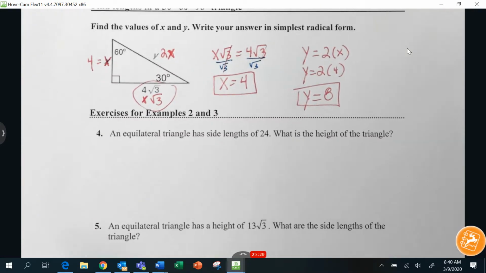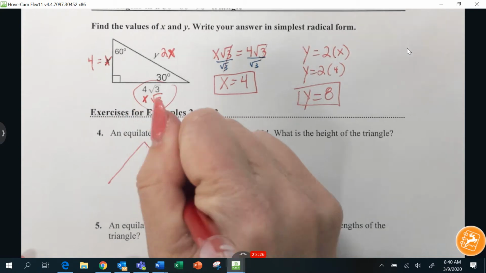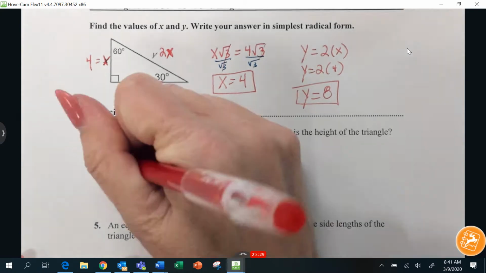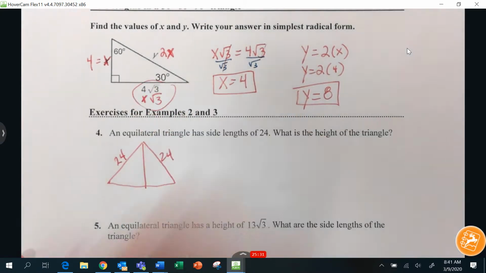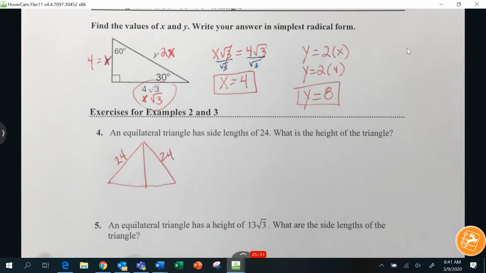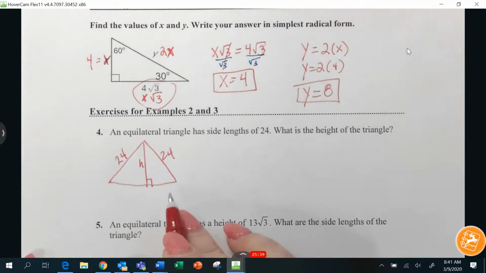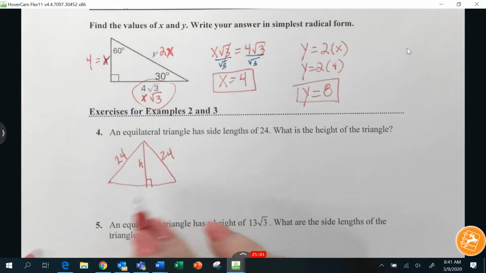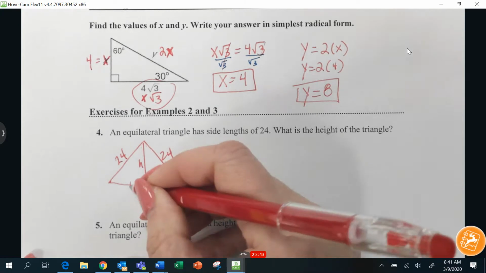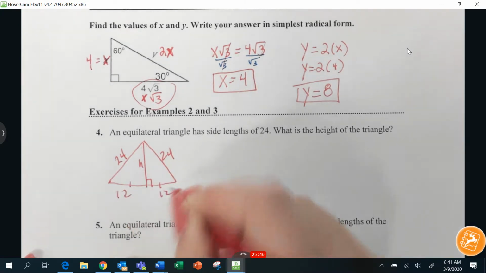So here we have an equilateral triangle that has side lengths of 24. What's the height of this triangle? We have an equilateral triangle, side lengths 24. We want to know the height. If the side lengths are 24, I can break apart the bottom into 12 and 12.